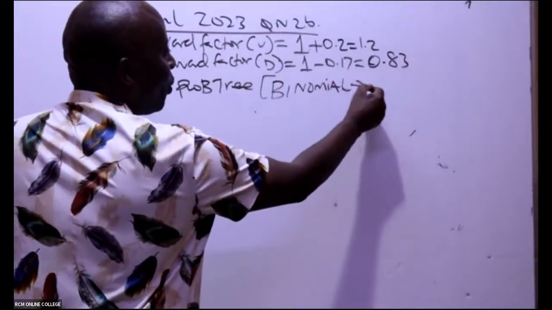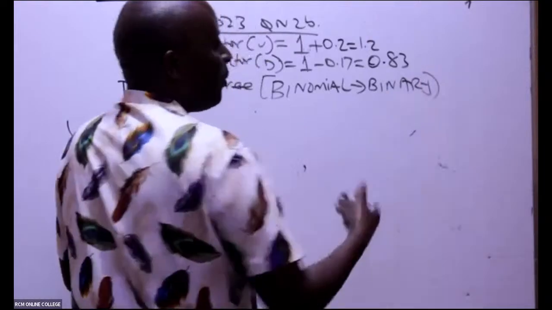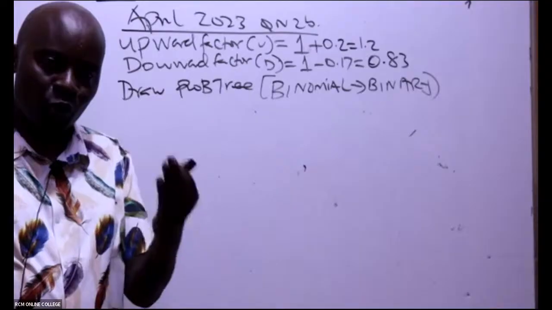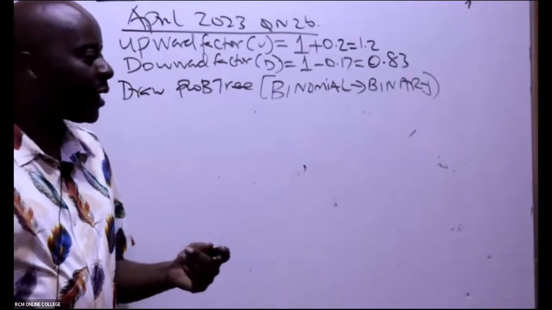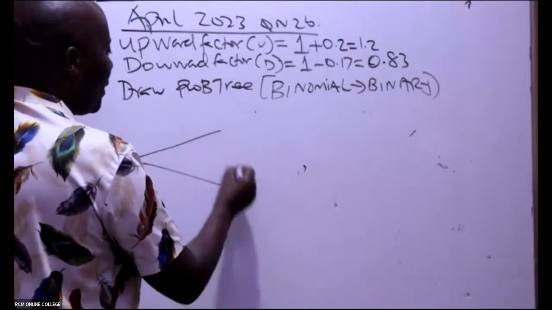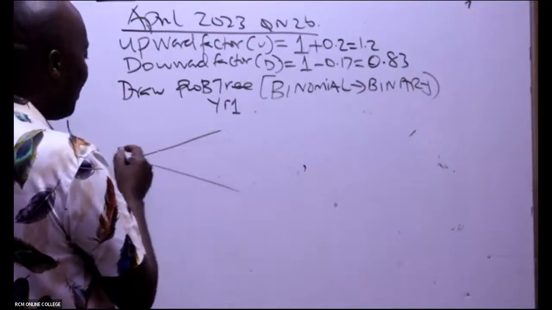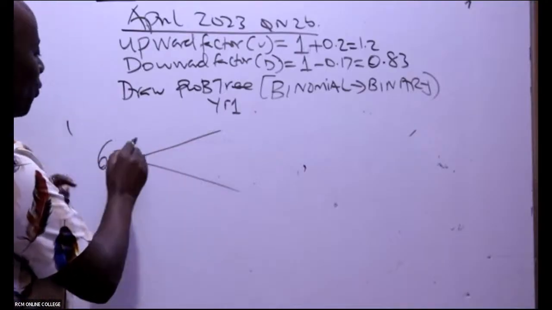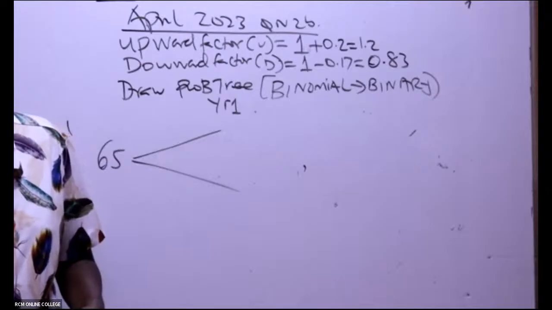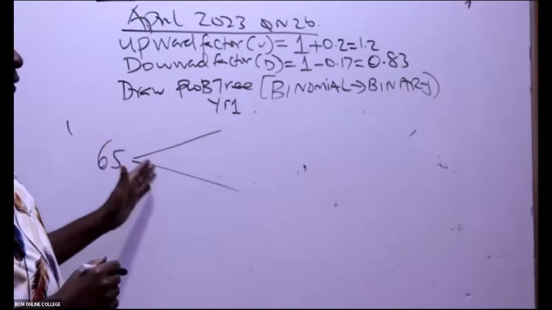Remember binomial, your examiner at times will use the word binary. When you were in Form 2, most of us were being called by something, isn't it? By means 2, 2, 2, 2. All right? So in this case, ladies and gentlemen, we shall draw something like that. So this is year 1. Remember we are starting this exercise from 65. Yes, we are starting this from 65.